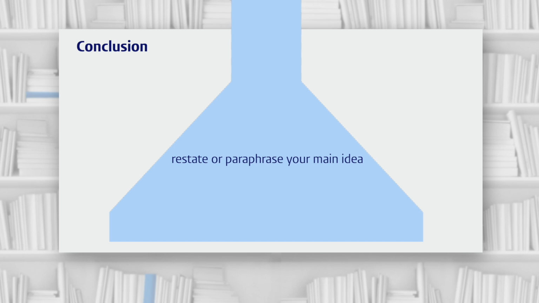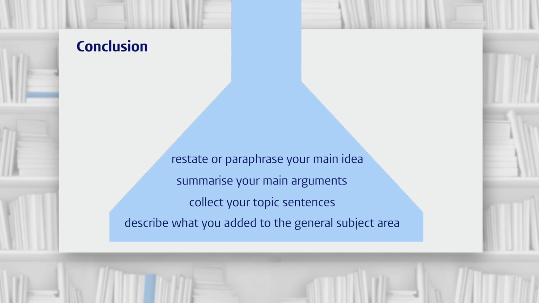Then, reflect on how you fulfill the aim of your essay. In an argumentative essay, you can do this by summarizing your main arguments. Here's a tip. If you've written good topic sentences for your paragraphs, you should be able to collect them and use that as a basis for your summary. Finally, describe what insights your essay has added to the general subject area that you're writing about.